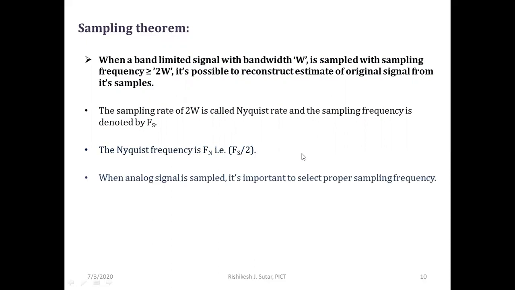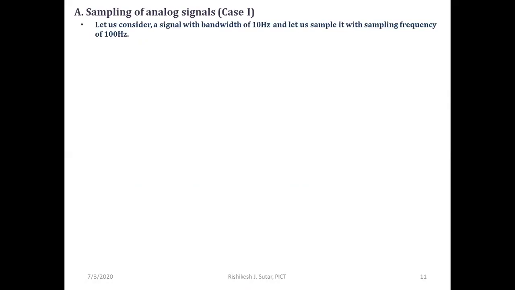When the analog signal is sampled, it's important to select proper sampling frequency. Let us consider two cases to understand the proper sampling. Let us try to understand the first case, sampling of analog signals, case 1. Let's consider a signal with bandwidth of 10 Hz and let us sample it with the sampling frequency 100 Hz.